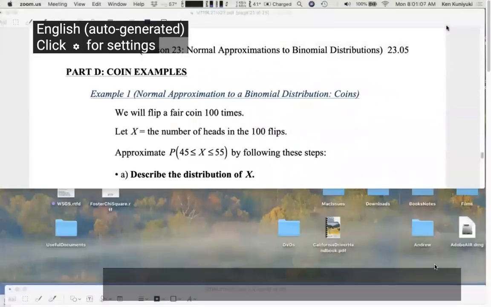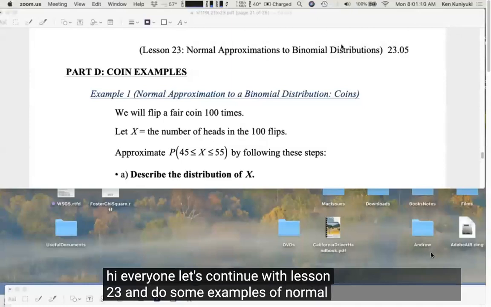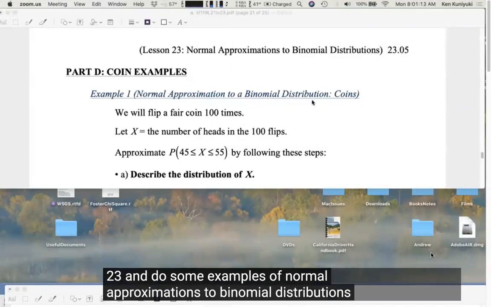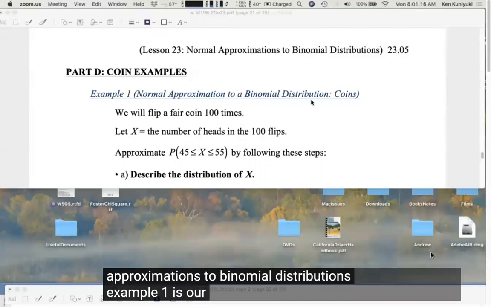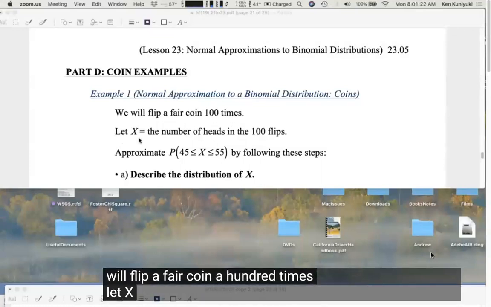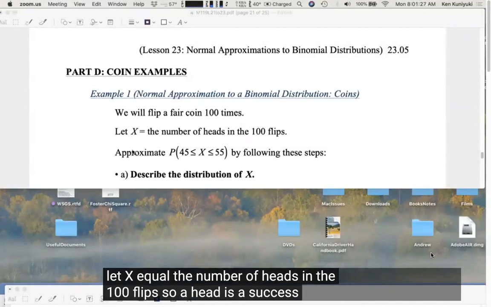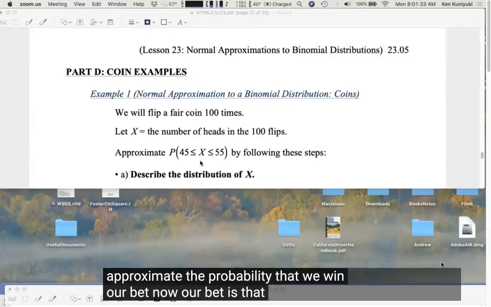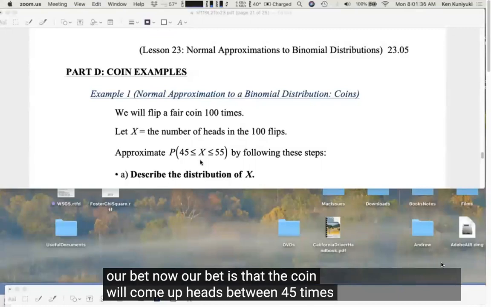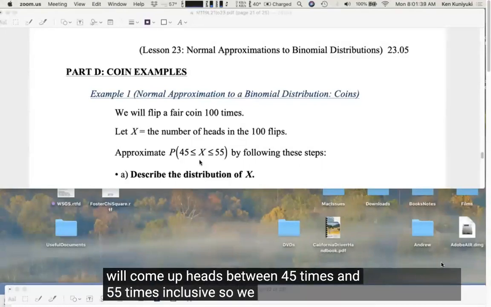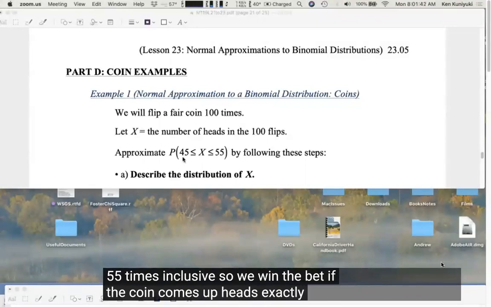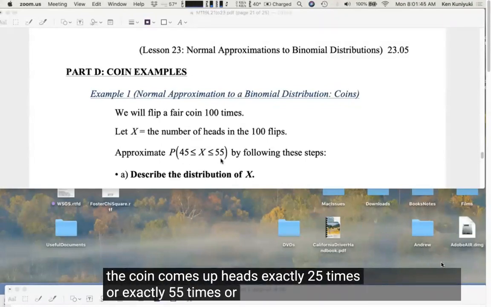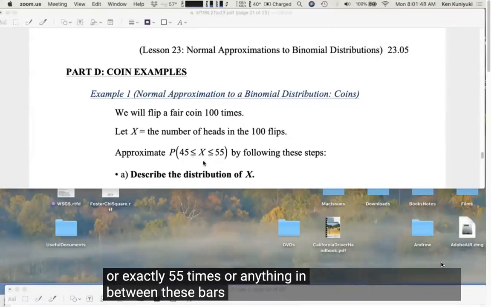Hi, everyone. Let's continue with lesson 23 and do some examples of normal approximations to binomial distributions. Example 1 is our classic coin example. We will flip a fair coin 100 times. Let x equal the number of heads in the 100 flips, so a head is a success. Approximate the probability that we win our bet. Now our bet is that the coin will come up heads between 45 times and 55 times, inclusive. So we win the bet if the coin comes up heads exactly 45 times or exactly 55 times, or anything in between. These bars do matter at this point.